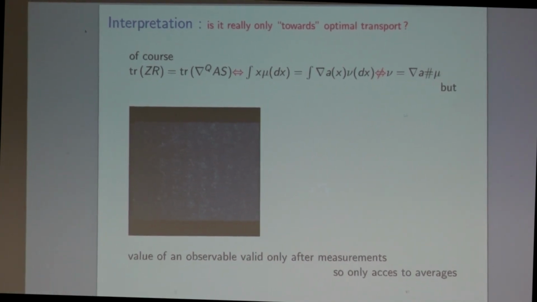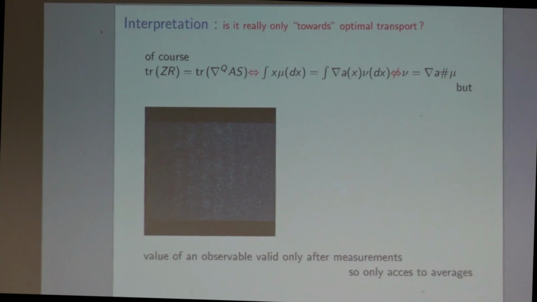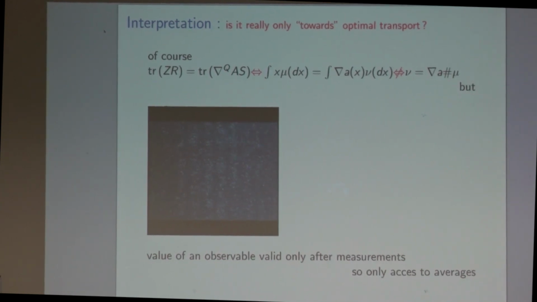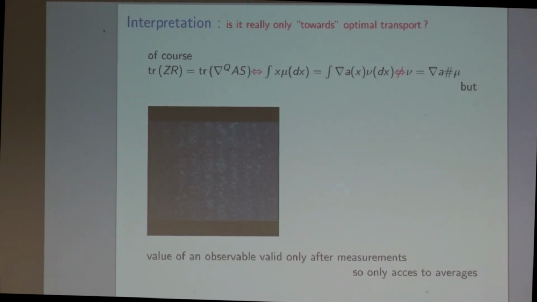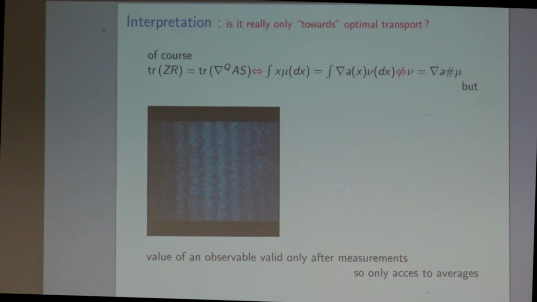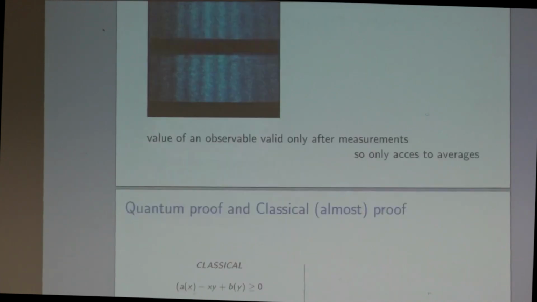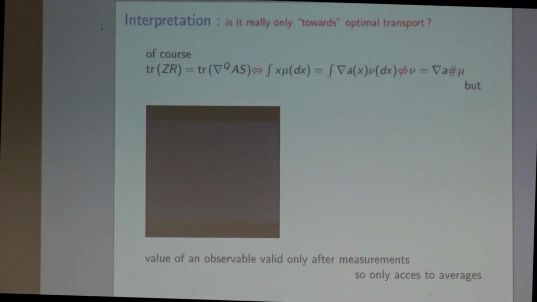So finally, we called the paper with Emmanuel and François "Towards Optimal Quantum Optimal Transport." But I think the right title is really quantum optimal transport. It's not towards, it's really the best we can do. We cannot get more than this. Sorry, this is experimental evidence.